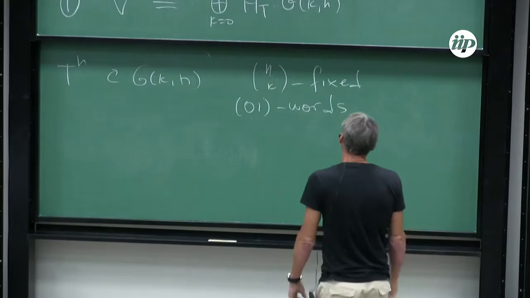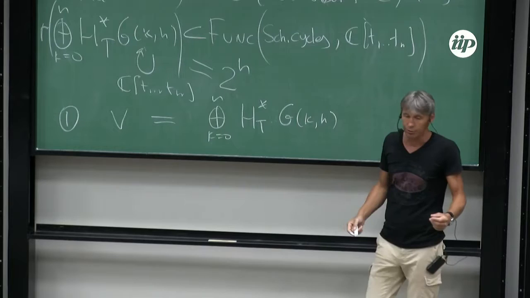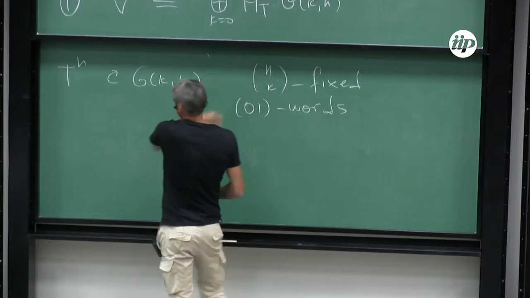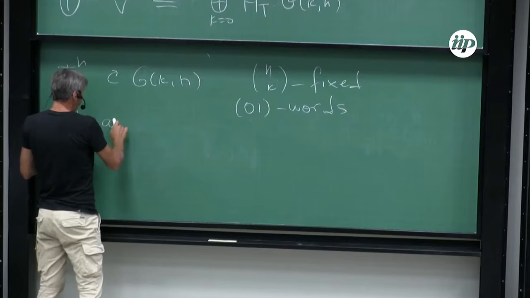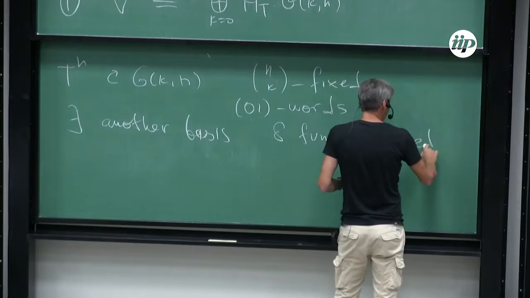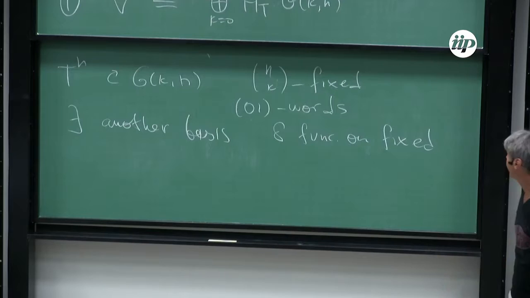And then, having these fixed points, I can define a different basis. In here, I will take delta functions not on Schubert cycles, but on fixed points. So there is a distinct other basis, because everything is indexed by the same 0, 1 words, except that they have different meanings. So there is another basis, namely delta functions on fixed points. Well, to say that it's another basis of a polynomial ring is not quite right. You would need to invert some polynomials to identify them.